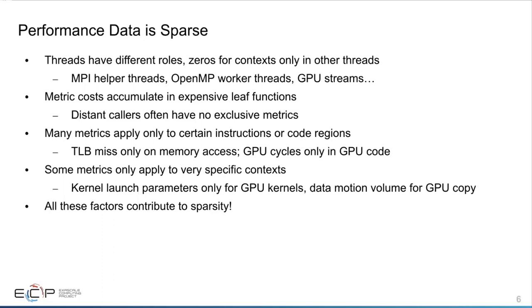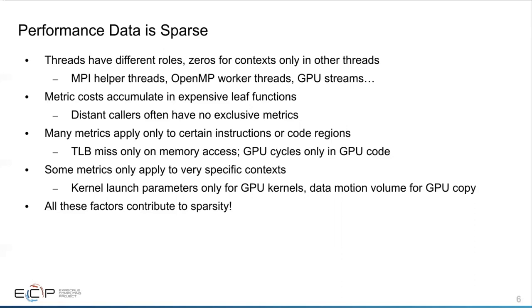First, threads all have different roles. They will have zeros for contexts that only appear in other threads, for example, MPI helper threads, OpenMP worker threads, and GPU streams. Also, metric costs accumulate in expensive leaf functions. So distant callers, like the high-level functions, often have no exclusive metrics.